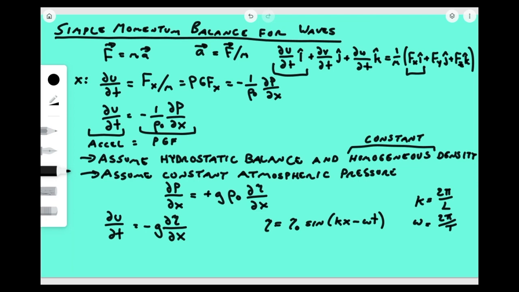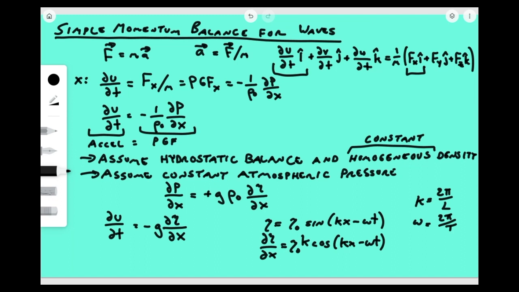I can take the partial derivative of eta with respect to x to get d eta/dx. And for that, I can treat that time part as constant. In this case, d eta/dx is eta naught times cosine of kx minus omega t. I have to apply the chain rule and take the derivative with respect to x of kx minus omega t. That's just k. And I'll squeeze that in out in front.